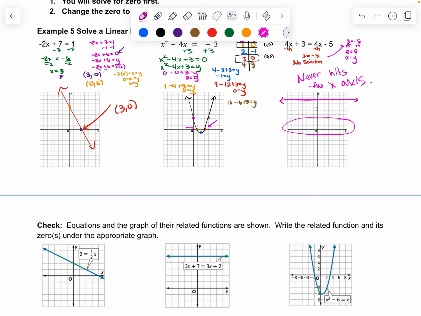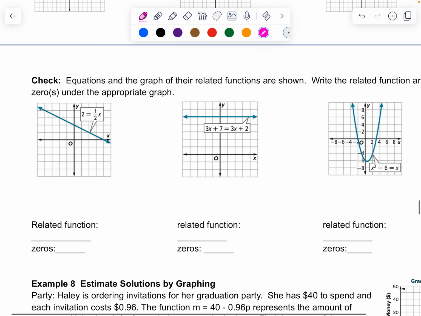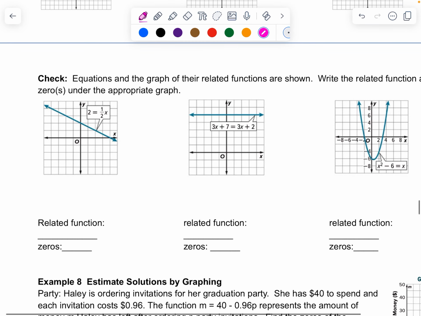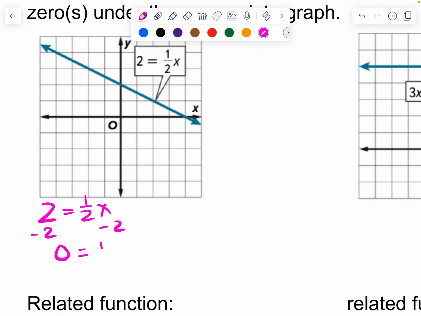Okay, you're going to come down here. You're given this equation and it wants you to find the relative function. So if I've been given this, and I want the relative function, that means I'm going to subtract 2 from both sides. Ooh. That's not quite that line, is it?